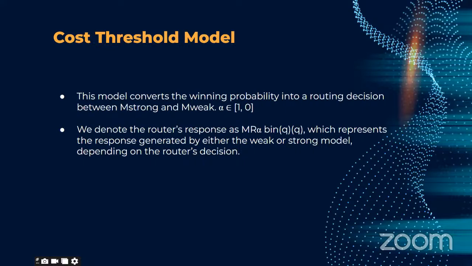Our second component is the cost threshold model. This model converts the winning probability into a routing decision between M strong and M weak, represented as ones and zeros. We denote the router's response with this equation, which represents the response generated by either the weak or strong model, depending on the router's decision.